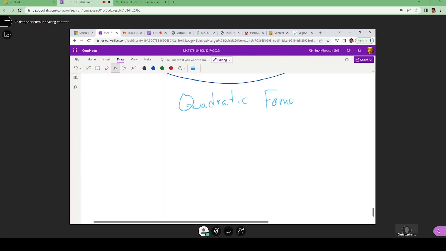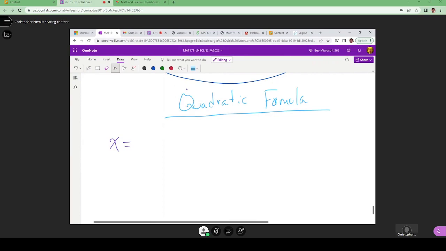Formula is different from equation. A formula is a rule. An equation is more so a form. This is an actual rule. The quadratic formula is x equals, and then there's a song to it.